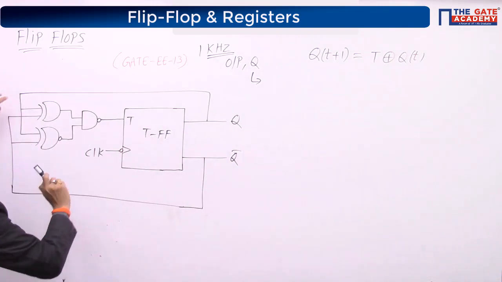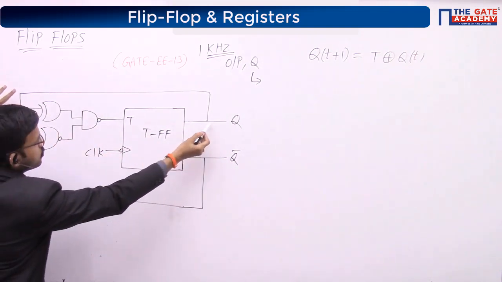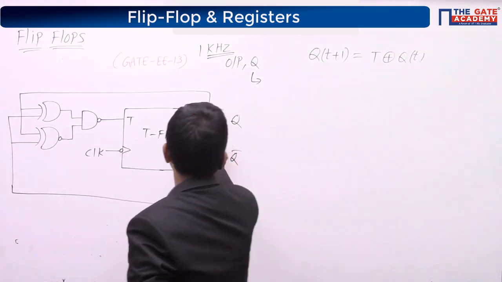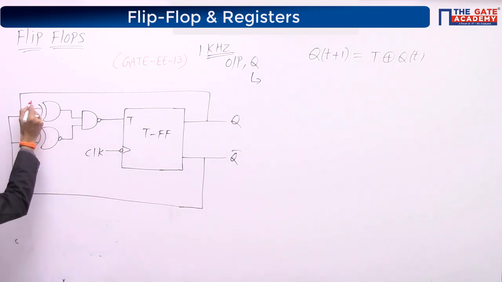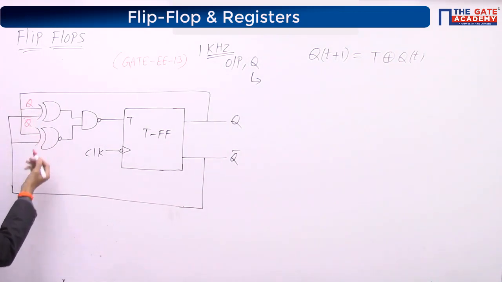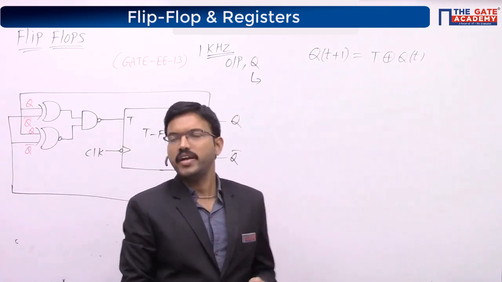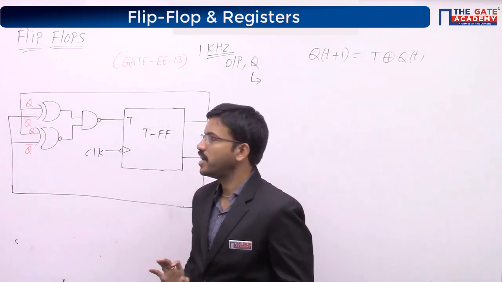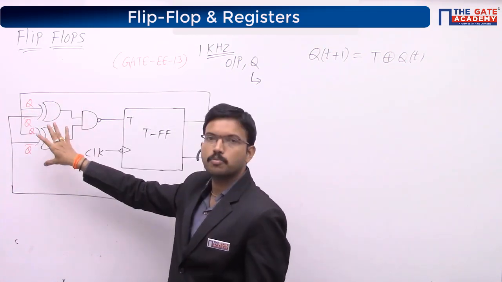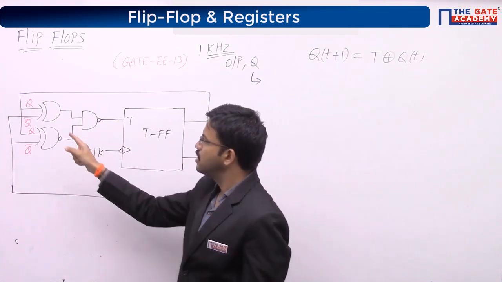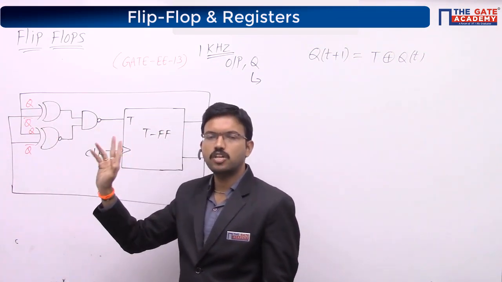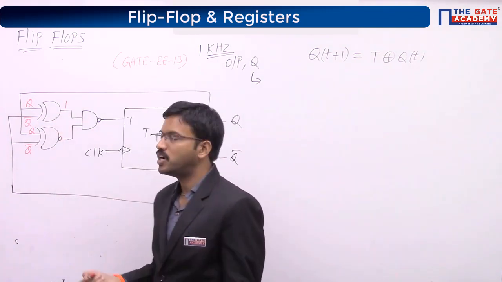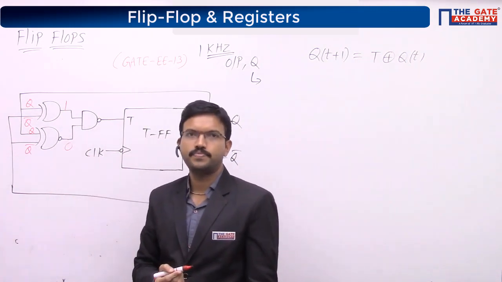See, here what are the inputs you are applying? Q, and the other input is Q bar. You are giving Q and Q bar as the inputs for the exclusive OR gate, and similarly for the exclusive NOR gate also. So if this is 0, this will be 1, or if this is 1, this will be 0. So the exclusive OR and exclusive NOR are complements of each other. Here you get only two combinations, either 0 1 or 1 0. For that combination the exclusive OR will produce output 1, and the exclusive NOR gate will produce output 0.